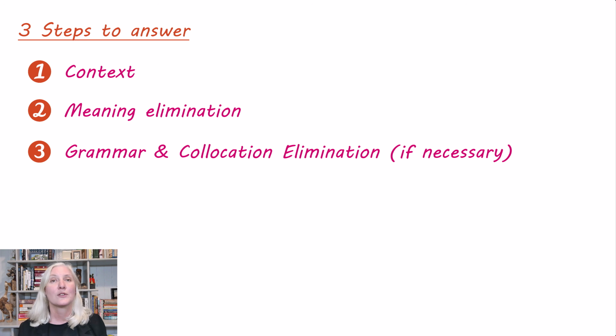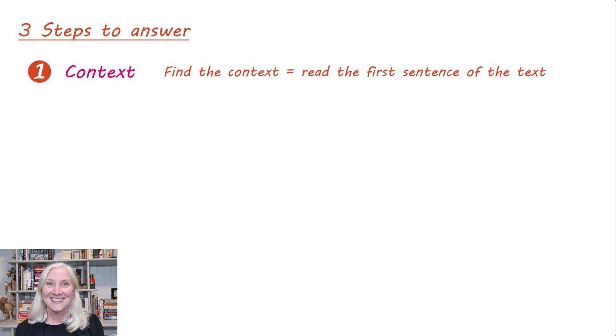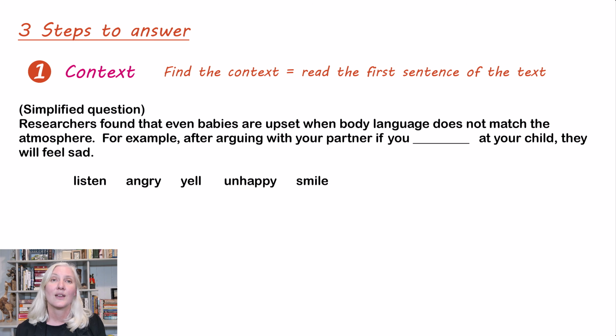Okay, so step 1, context. Find the context by reading the first sentence of the text. That seems too easy, right? But for these questions, that's usually enough. To illustrate, let's look at a simplified question. So if we look at the first sentence, we see the context is, babies are upset when body language does not match atmosphere. So any answer we choose must match this context.